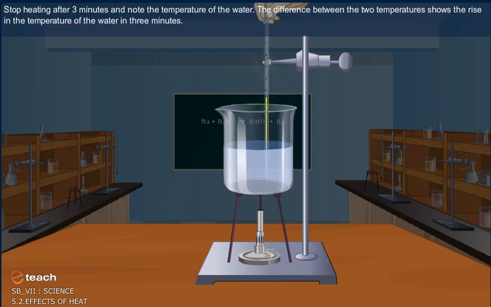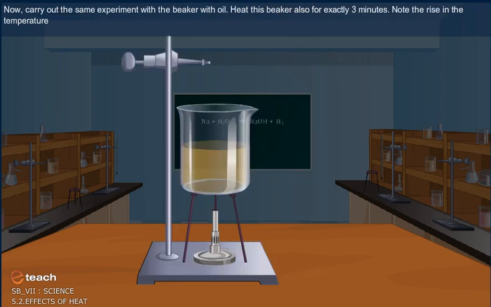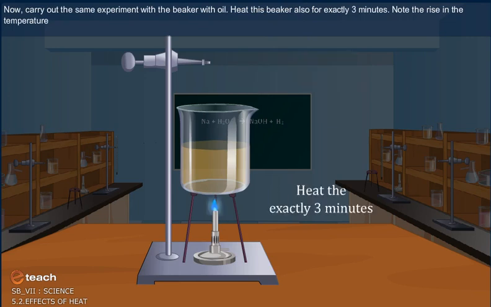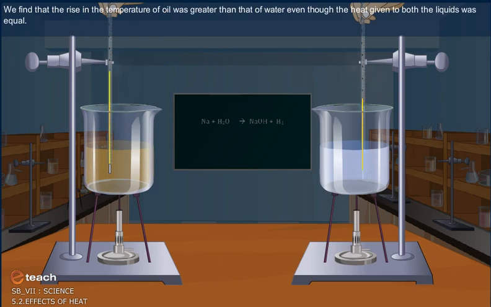The difference between the two temperatures shows the rise in the temperature of the water in 3 minutes. Now, carry out the same experiment with the beaker with oil. Heat this beaker also for exactly 3 minutes. Note the rise in the temperature. We find that the rise in the temperature of oil was greater than that of water even though the heat given to both the liquids was equal. When equal heat is supplied to different substances, the rise in the temperature is different.